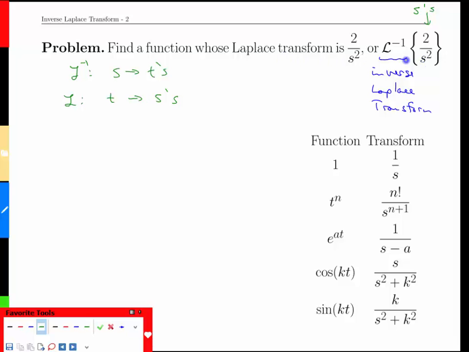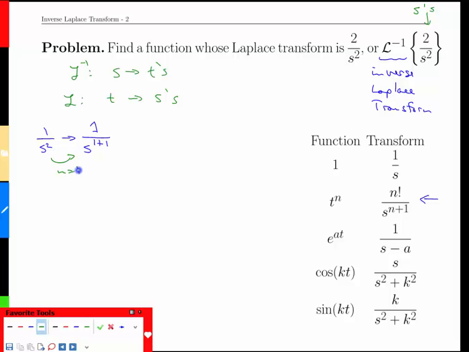In this particular instance, we're asked to work backwards from 2 over s squared and ask, well, what function of t would have given rise to that? Well, what we do here is we scan down the table, and we see that we have an s squared on the bottom, and that's all there is. So the closest match would be this function here. Looking at this carefully, if we want 1 over s squared, that would be the same as that table entry with n equals 1, so n plus 1 is 1 plus 1 over 1.